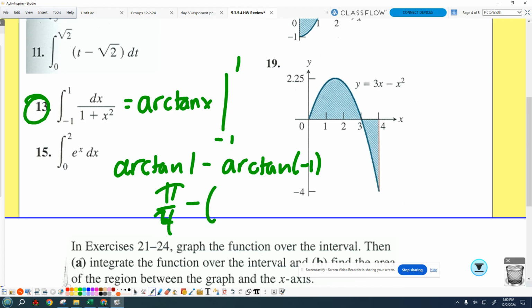Pi over 4 minus negative pi over 4. Please know to do the restricted things. Give the angle that the calculator would give you. All right.